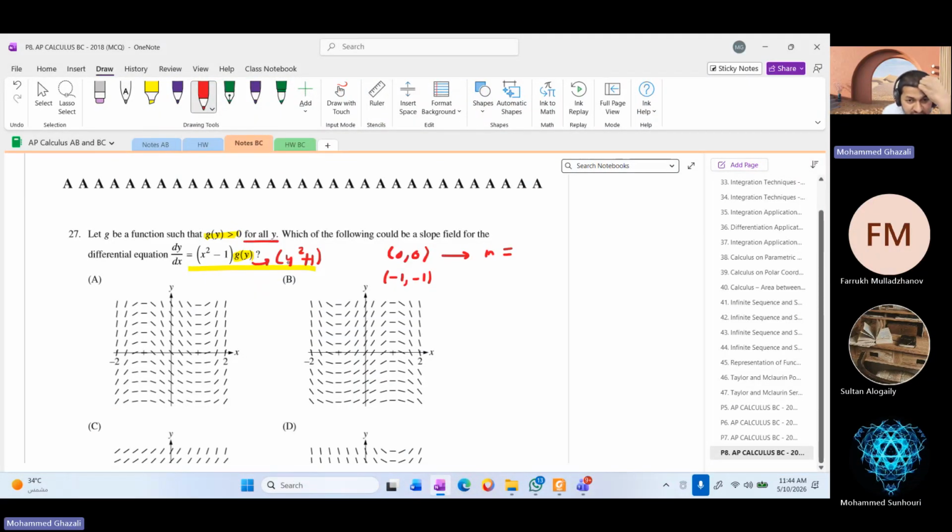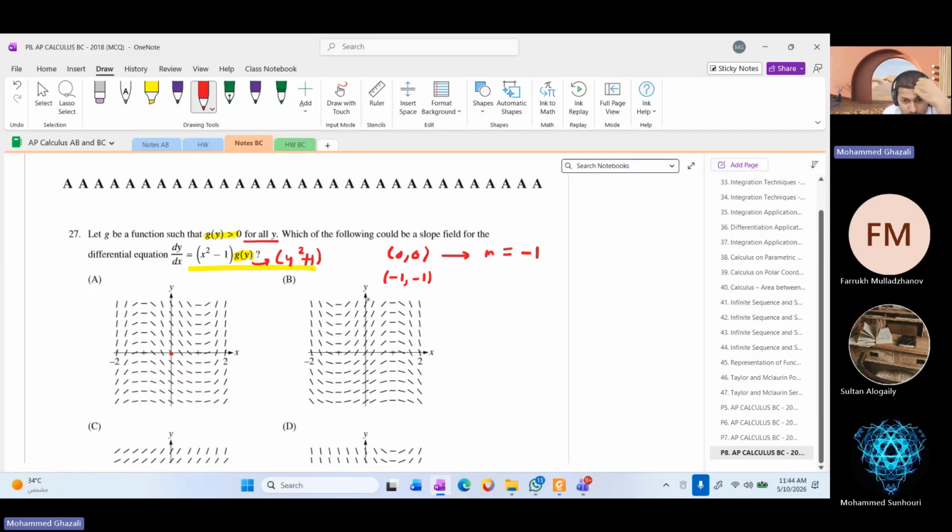At 0, 0, if I substitute 0 here and 0 there, I will get a negative slope, right? Correct? I'll get -1. I substituted x value 0 and y. Hey guys, you remember how to do this thing? I'm trying to check the first one, option A. If I substitute 0 here and 0 there, -1 times 1 is -1. So I'm getting a negative slope.